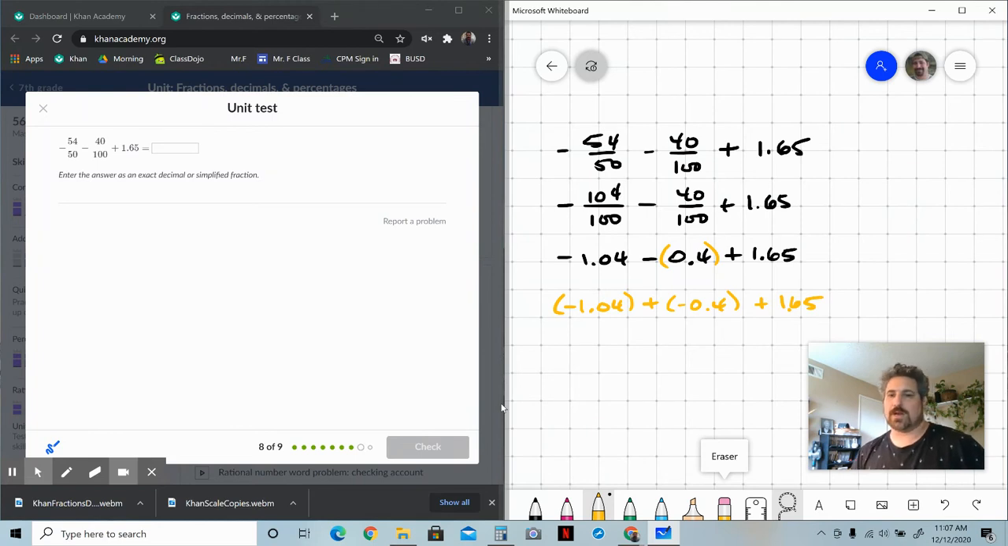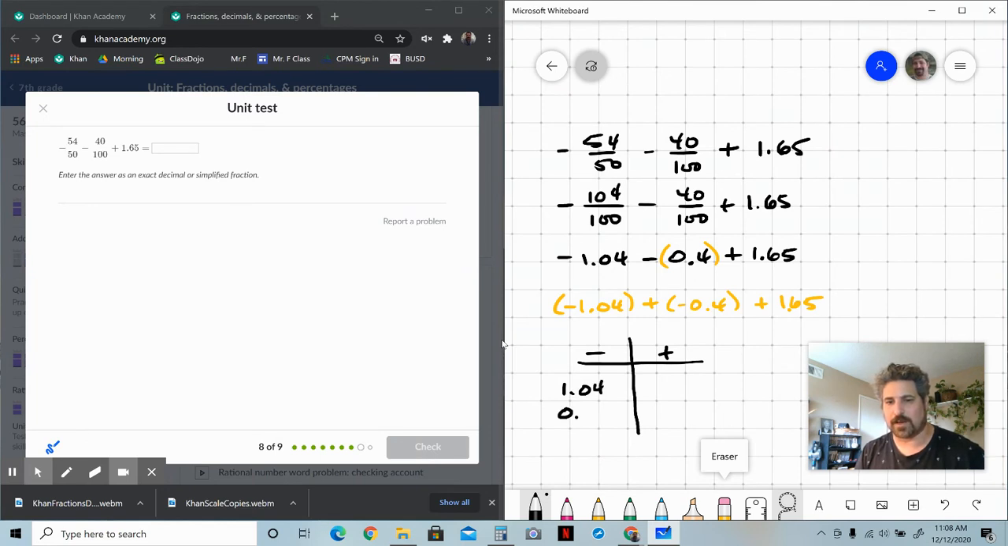So now we've got this to work with. We can do a scoreboard if you'd like. If we scoreboard this, you're going to put all your negatives together, all your positives together, and then compare. You've got 1.04 on the negative side. You've got another 0.4 on the negative side. So what's your total negative? Your total negative is going to be 1.44.